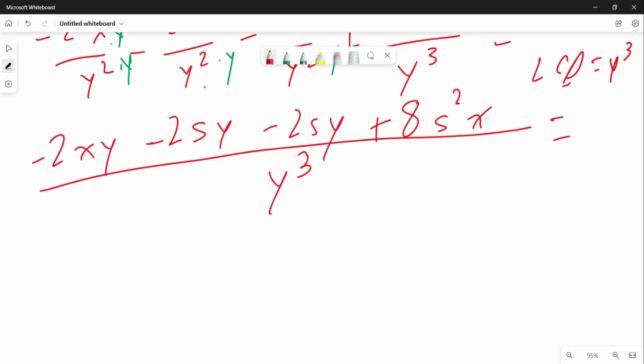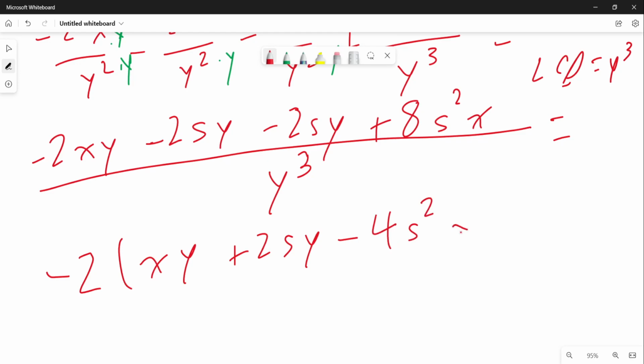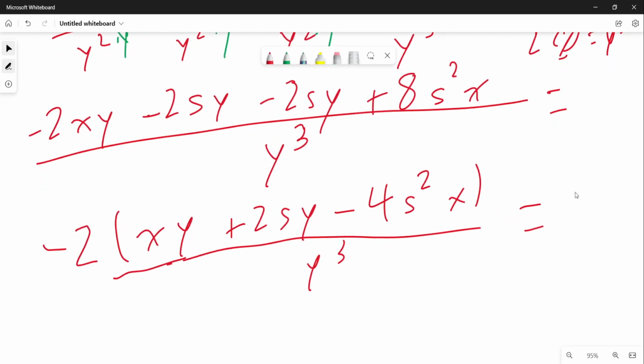Or let me combine the like terms here first and maybe take some stuff out. Let's pull out a negative 2 from the top: xy plus 2sy, because there's 4 of them here. When you combine like terms, it'd be negative 4. So pull out negative 2 because it's positive. Minus 4s squared x all over y third. Hope I'm not making any obvious mistakes here.